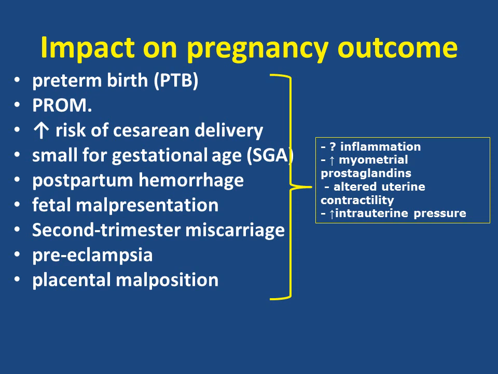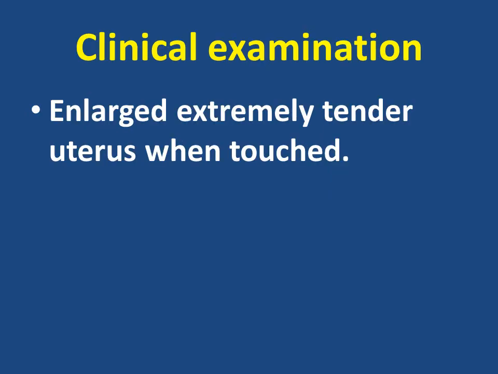What about the pregnancy outcome? I told you it can lead to preterm labor, premature rupture of membranes, increased risk of cesarean section delivery, small for gestational age, postpartum hemorrhage, fetal malpresentation, second trimester miscarriage, preeclampsia, and placental malposition. All these are from some studies publishing the adverse effect of adenomyosis on pregnancy outcome. This may be explained by the inflammatory process associated with adenomyosis, increased myometrial prostaglandins, altered contractility and peristalsis, or increased intrauterine pressure, as I told you before.